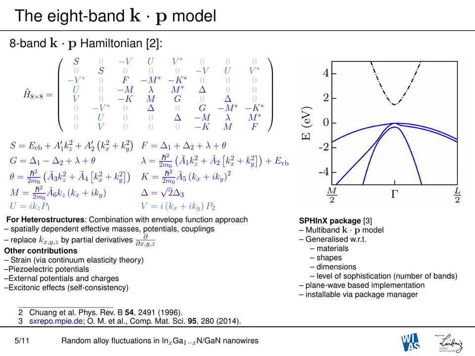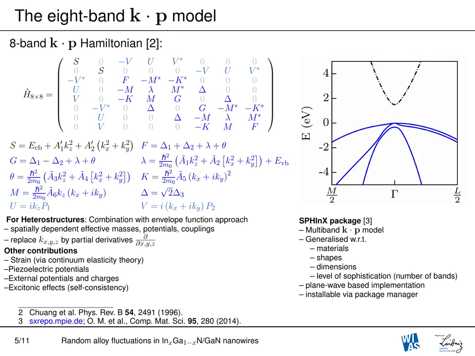The formalism we use is implemented within the Swing software library. It's a generalized multi-band k.p model, and generalized means it's generalized with respect to the materials that can be used, the shapes of the heterostructures and the corresponding dimensions, and in particular the level of sophistication, so the number of bands involved. However, we will here stick again to an 8-band k.p model. The formalism is implemented within a plane wave framework, and by now our package is installable via simple package manager systems under most common Linux distributions.